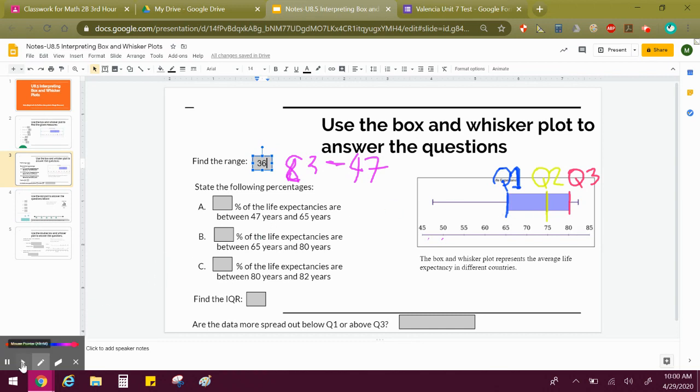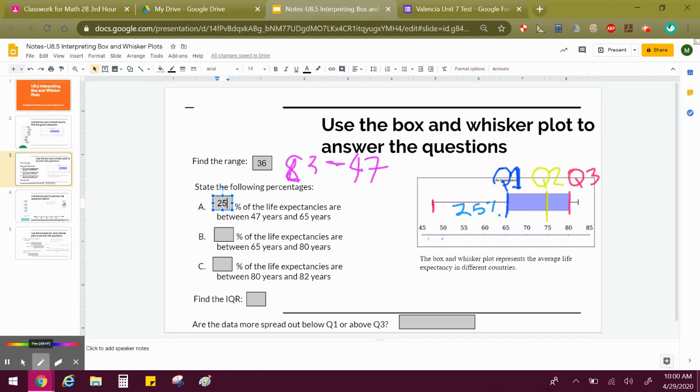So if I go to answer these questions, it says what percent of the life expectancies are between 47 and 65 years. Okay, well, 47 is about right here, and 65 is right where quartile 1 starts. And like I said, it doesn't look even, but it is exactly from there to there. That is 25% because that's a quarter. It's a quartile, 25%. So that's what I'm going to write here. That there's 25% of the data right there.